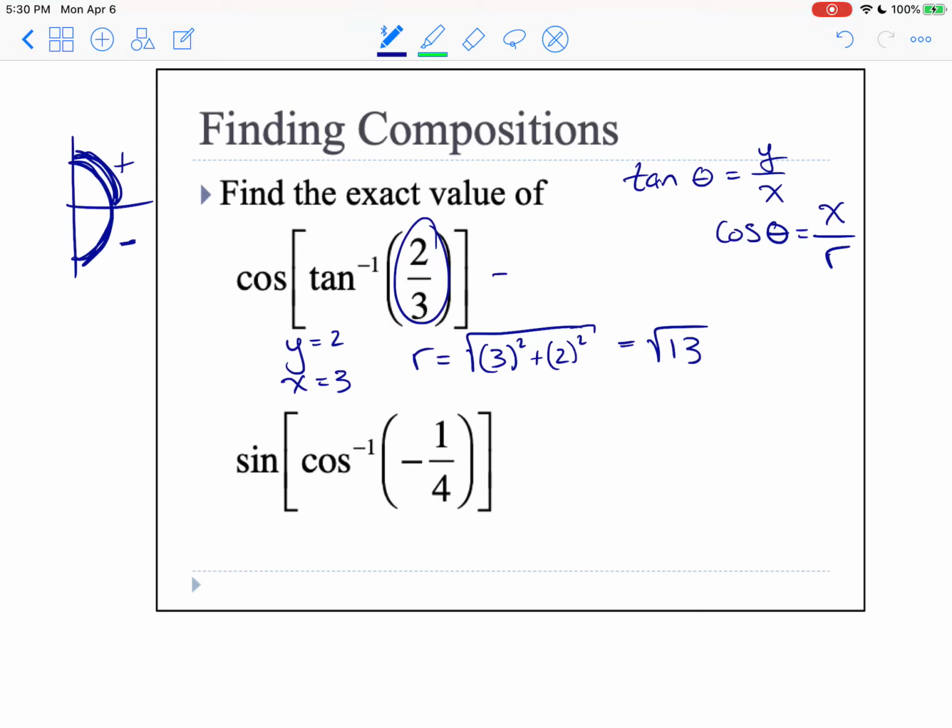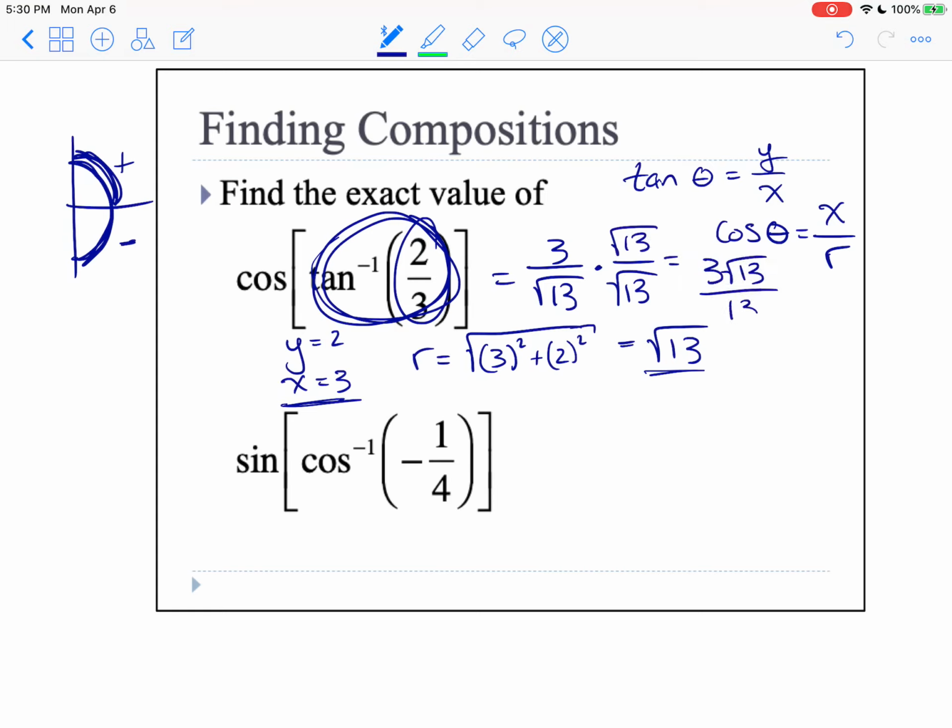And so cosine of whatever this angle is, I'm not exactly sure what that angle is going to be, is the x-coordinate over the radius. Well, I already know the x-coordinate, it's 3, and I already know the radius because I calculated it. So this would be 3 over root 13, but I'm going to rationalize that and end up with 3 root 13 over 13. So this is my final answer.